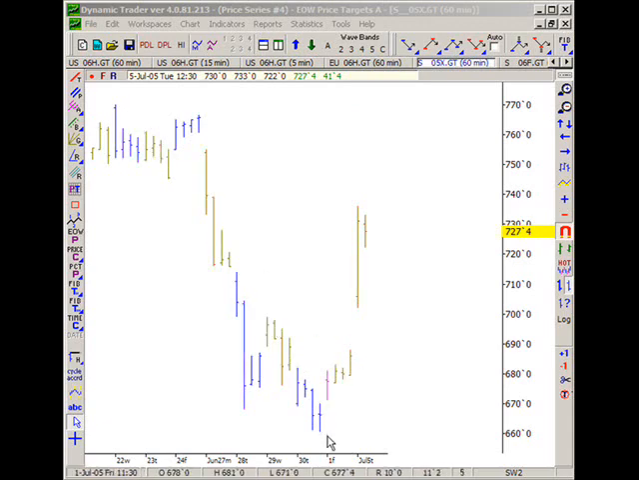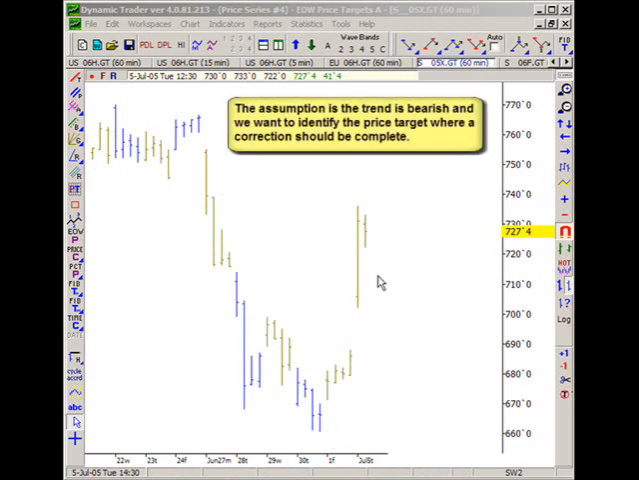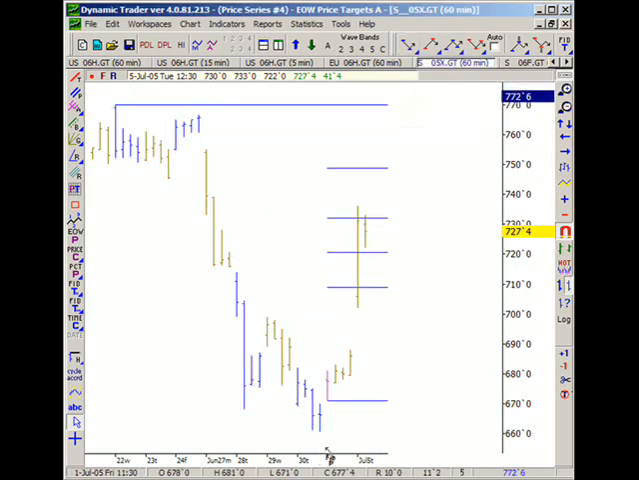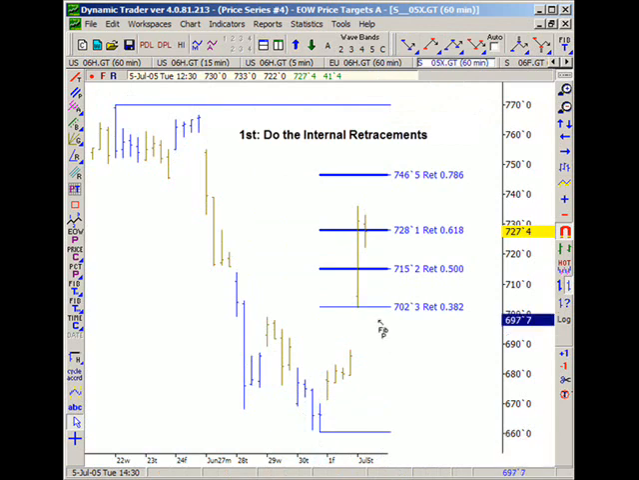So showing the data on the chart of this 60-minute data, we had a sharp decline, and then the market has made a rally off that decline, and we're going to go under the assumption that our trend and momentum analysis indicates that this market should be in a bear trend and any rallies should be corrections. So let's first put our retracements on and see where we're at.